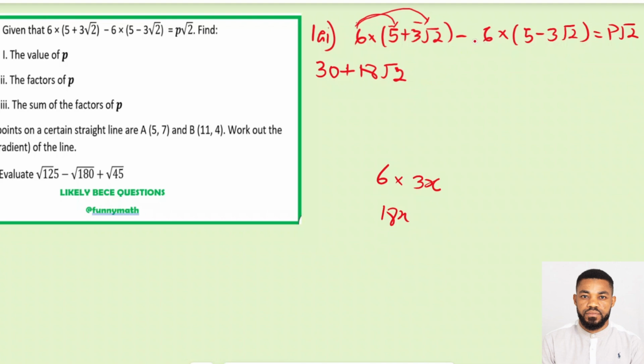This is minus 6 times 5, so that's going to be minus 30. And now minus 6 times negative 3 root 2. So negative 6 times negative 3 is going to be positive 18. Remember that we have the radical sign there, that's the root of 2. So we're going to get 18 root 2. Now, everything is equal to p root 2 according to the equation.